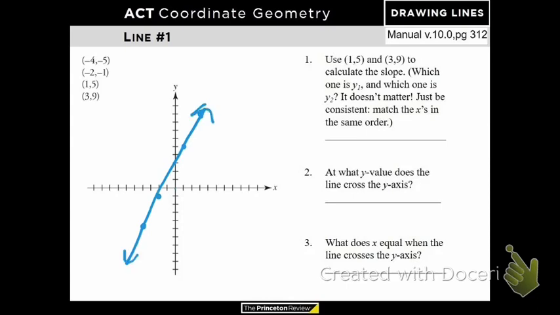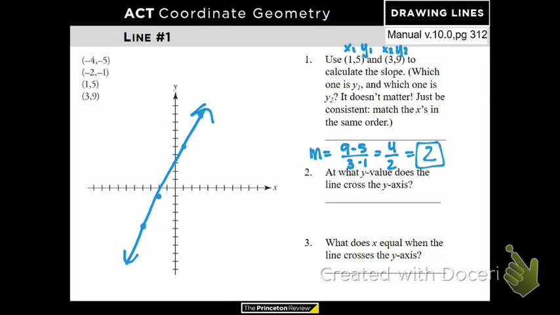So it says use the points 1, 5, and 3, 9 to calculate the slope. Doesn't matter which one is x1, y1, which one's x2, y2. So if I just call this one x1, y1, x2, y2, I'm going to be subtracting, right? So I'm going to have m equals, so y2 minus y1, so 9 minus 5 on top, and then 3 minus 1 on bottom, gives me 4 over 2, so my slope is 2.